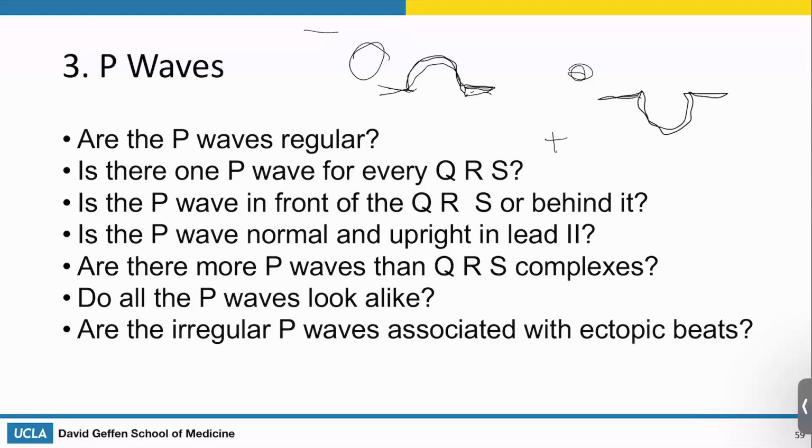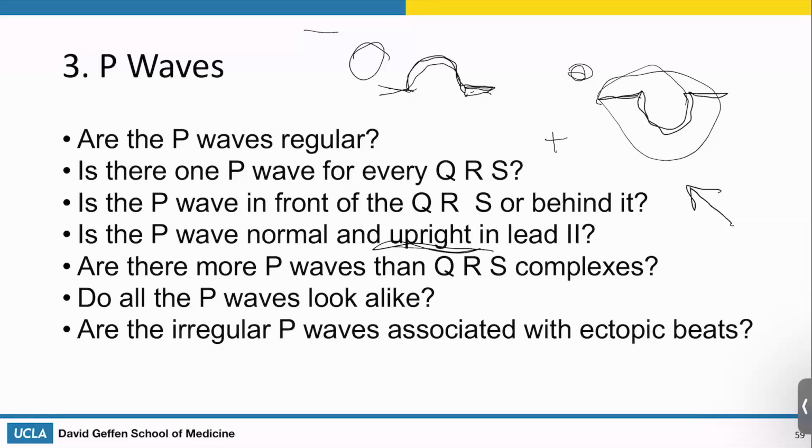So that might be a junctional rhythm or the AV junction, traveling backwards from the AV junction away from that positive lead and creating that negative deflection. So that's why we ask if it's upright. Are there more P waves than QRS complexes? Again, we said P waves not associated with QRS complexes could mean there's some sort of dissociation or block.